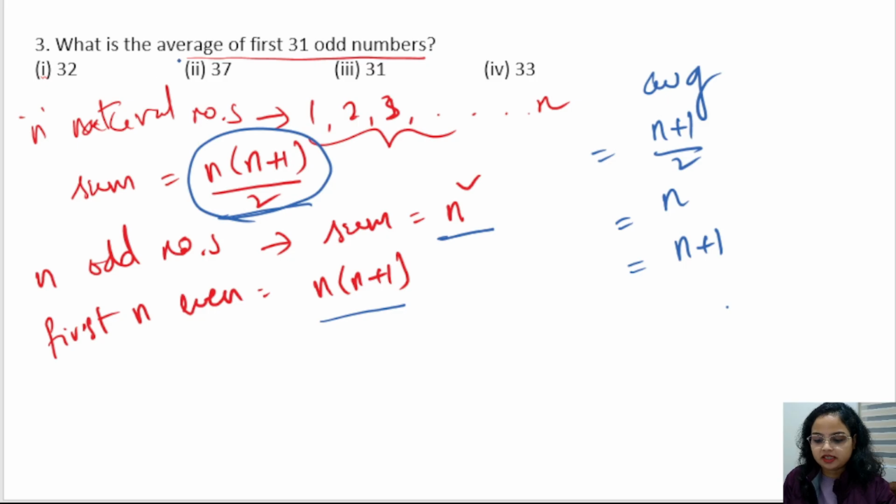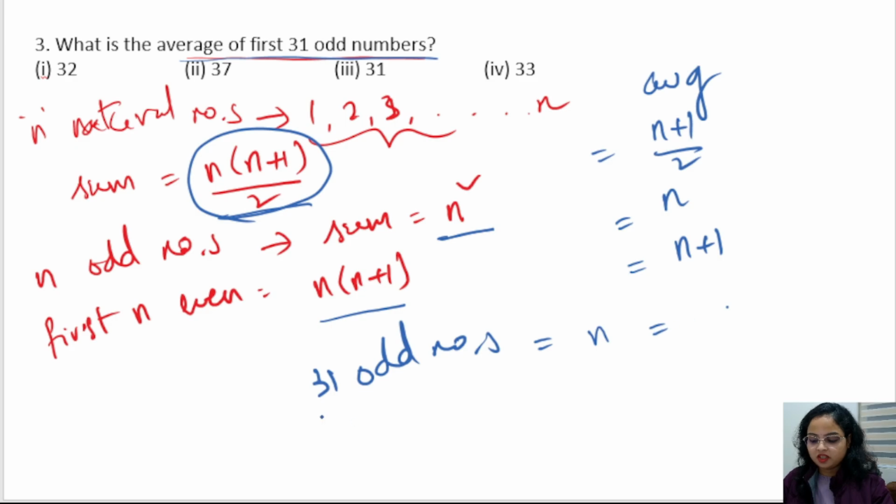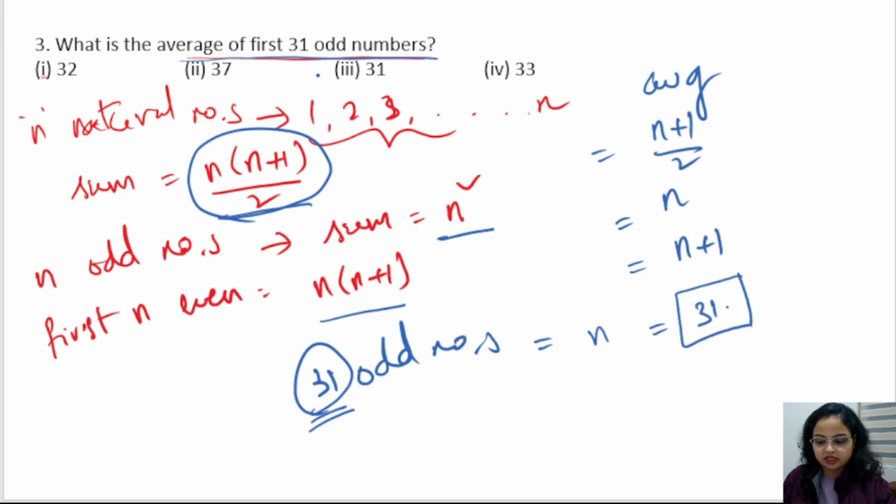So here, what is asked? Average of first 31 odd numbers. What is the average here? It is n. So what is n here? N is equal to 31. So the average of 31 odd numbers is equal to 31. So 31 is the answer.